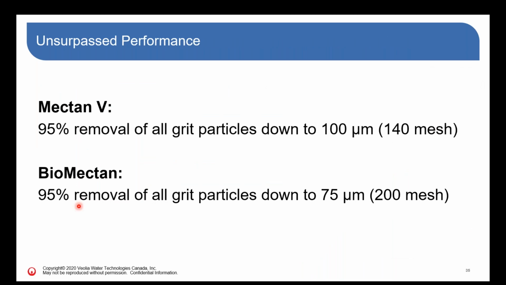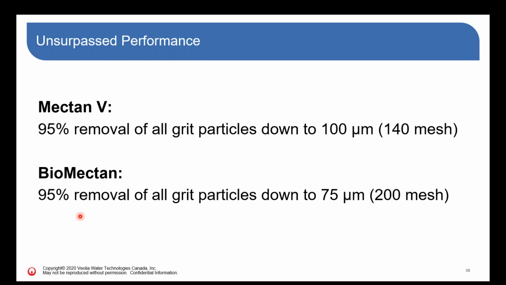Okay, so looking at the performance guarantees, maybe starting with the bottom here with the BioMECTAN, we guarantee the BioMECTAN to remove 95% of all grit particles down to 75 microns. It's 200 mesh. That is as good or better than any other grit removal system on the market. So there is no grit removal system currently available that will guarantee better removal than the BioMECTAN.